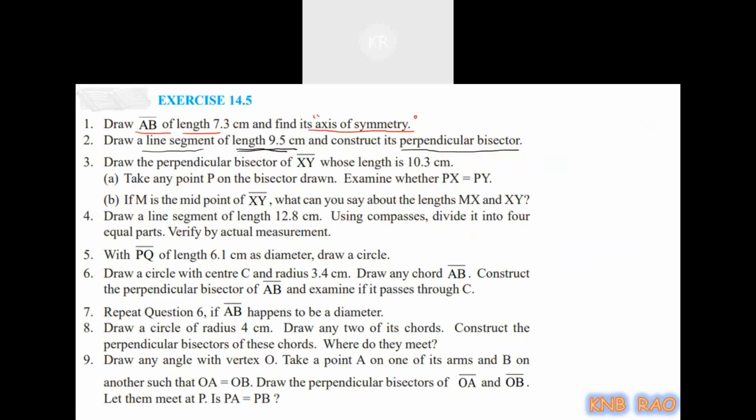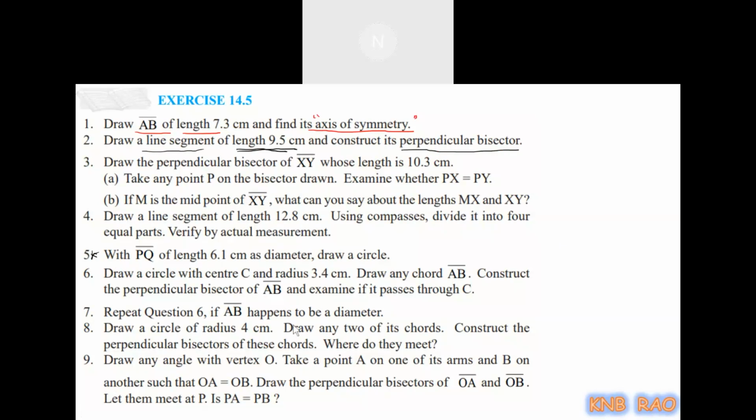Will you be able to do it, children? Yes, sir. So, in these questions, the question number 5, let's do it practically. Read that question. With PQ of length 6.1 centimeter as diameter, draw a circle.